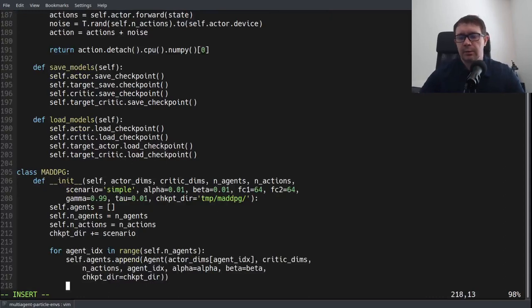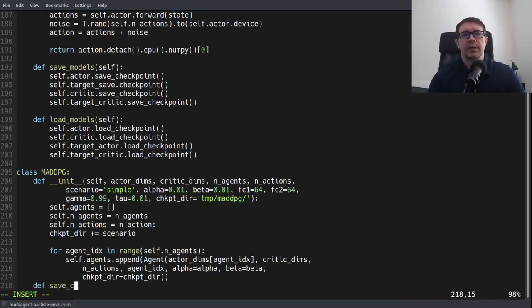And then our second closing parenthesis. And so here, I'm not passing in a gamma, so I am using the default value of 0.95 that answers that. And that's it for our initializer. All we're doing here is creating a list of agents and calling the constructor for each agent. It's pretty straightforward. This is, after all, just a wrapper class that handles the fact that we have multiple agents.